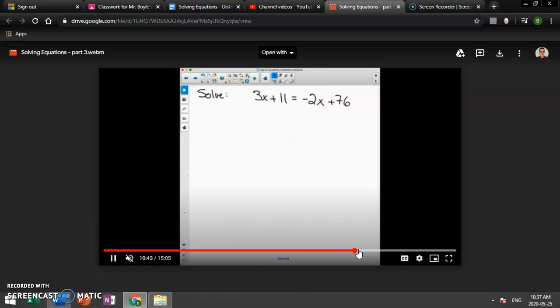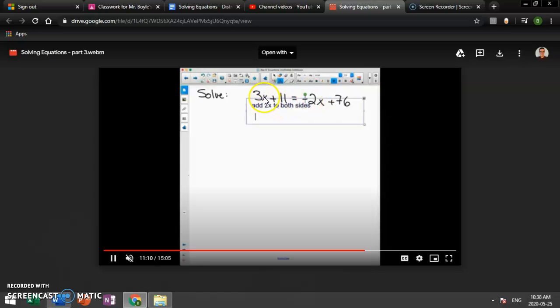So 3x plus 11 equals negative 2x plus 76. So first step, we're going to try to get rid of this negative 2x so we only have it on one side of the equal sign. How do we get rid of negative 2x? Well, we add 2x, right? So if we do that to this side of the equal sign, we have to do it to this side as well. Negative 2x plus 2x, those cancel out, and that's 0.